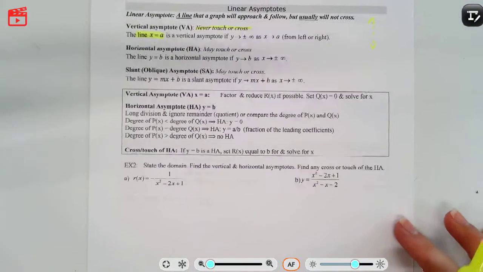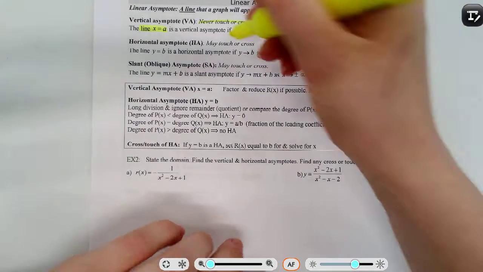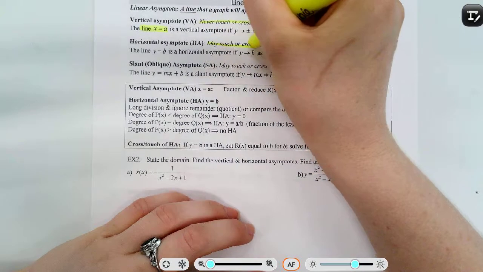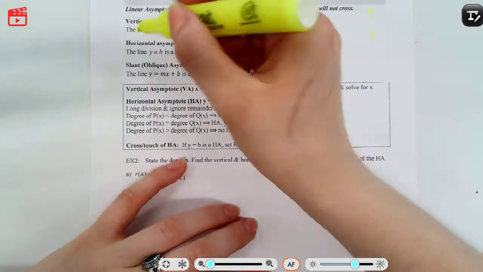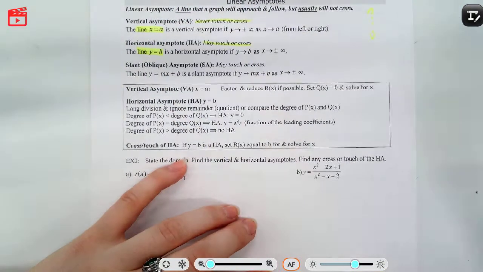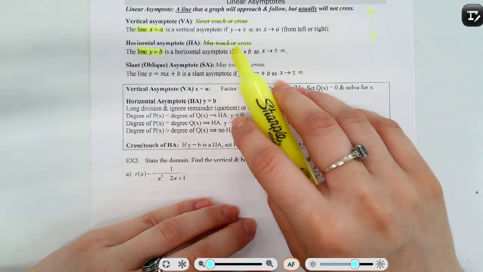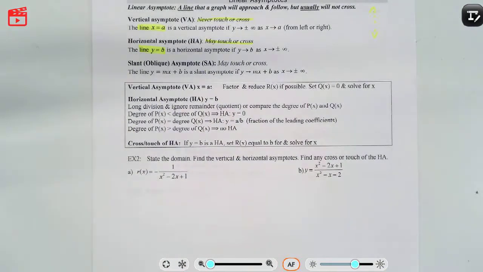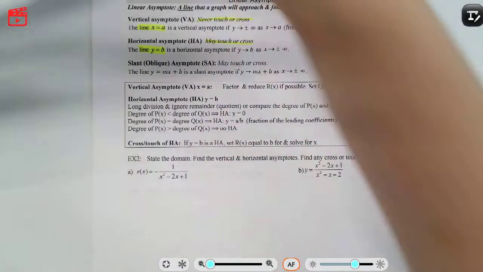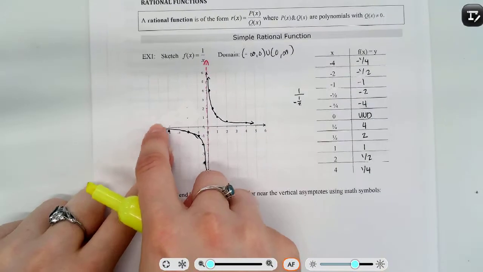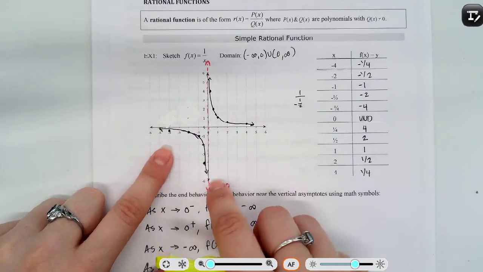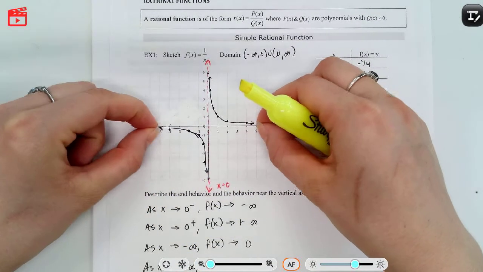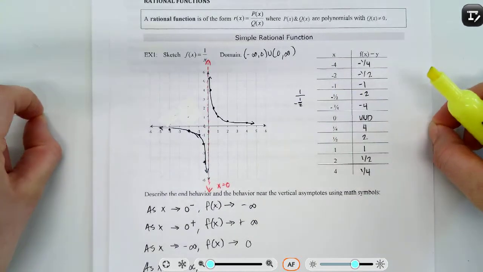Horizontal asymptotes. Our graph may touch or cross them, and we write it as a line y equals b. It's a horizontal asymptote if our y values approach b as x approaches positive or negative infinity, which is actually what we had here at 0. Our y values are approaching 0 as our x values slowly get to positive and negative infinity.